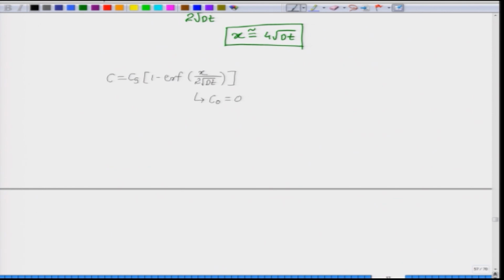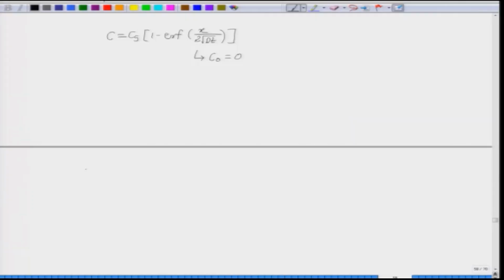However, this is not the case in practice. As I said, the steel that is going to undergo carburizing heat treatment is a low carbon steel. So it has some carbon concentration, typically around 0.2 weight % carbon. So how do we solve the diffusion equation in this case? It is simple, we just need to rescale our concentration axis.